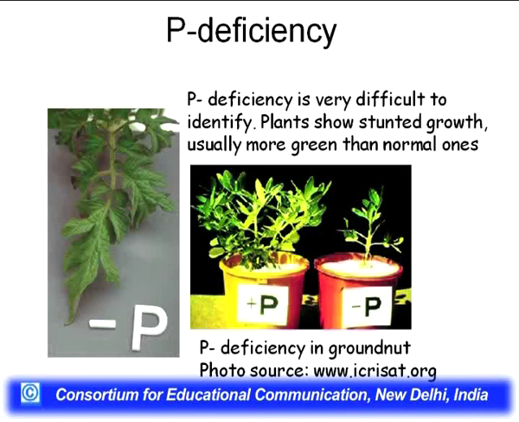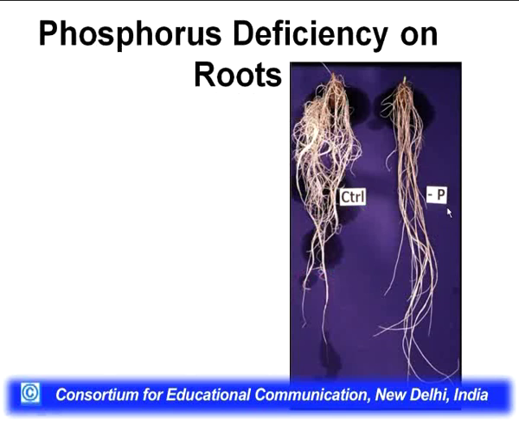If you look into phosphorus, the deficiency symptom is easily understood if one compares the root and shoot. In case of phosphorus deficiency, shoot growth reduces, but at the same time root growth increases. In minus phosphorus conditions, the root growth is much more than in phosphorus present conditions. So we call that growth of root at the cost of shoot.